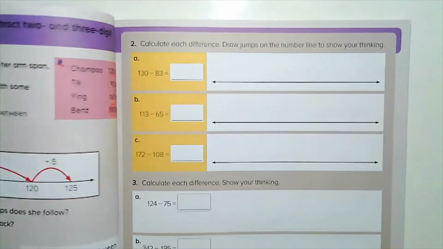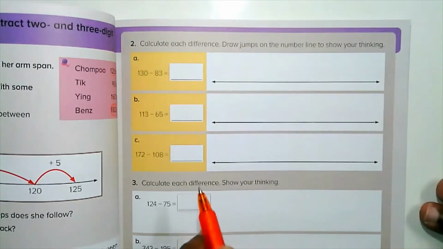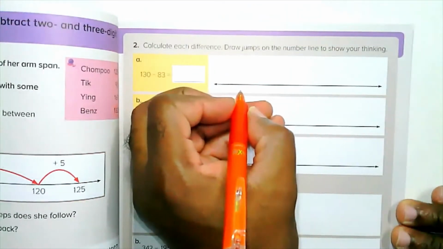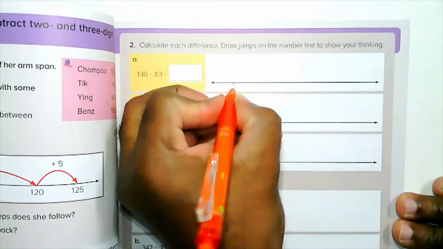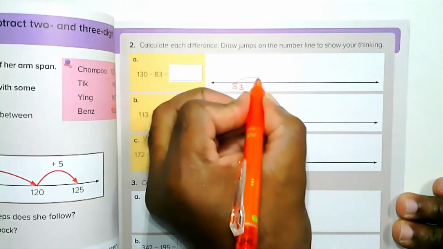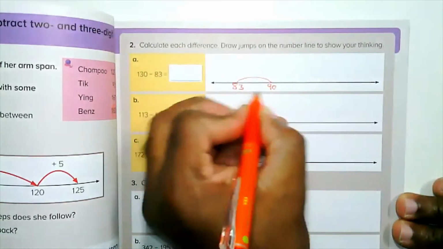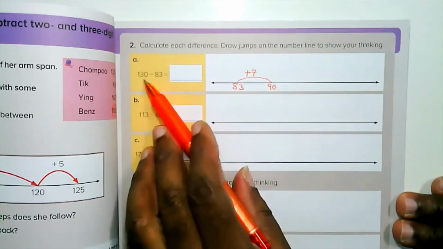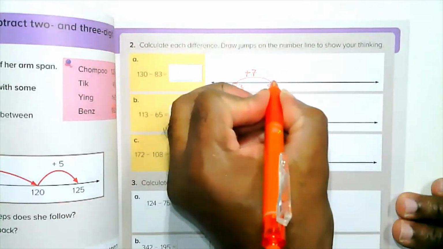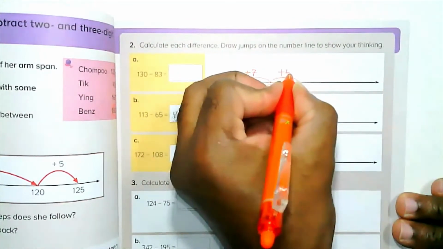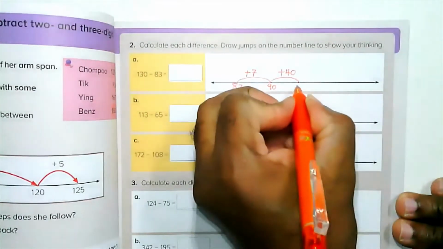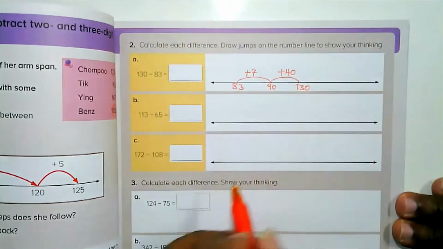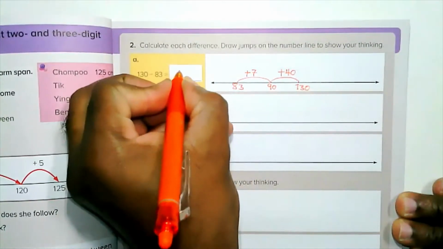Calculate each difference. Draw jumps on the number line to show your thinking. We start with the lesser number, 83. Make it a round figure, 90. That is plus 7. Then we're looking at 130, so add 40, 90 plus 40 will be 130. There you have it, folks. So the difference is 47.